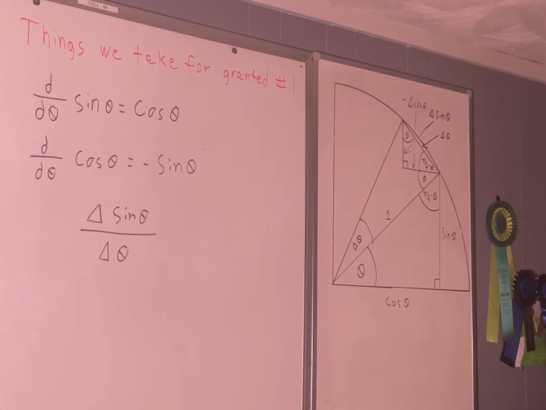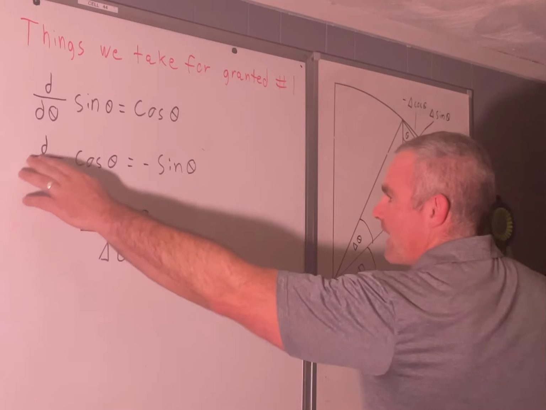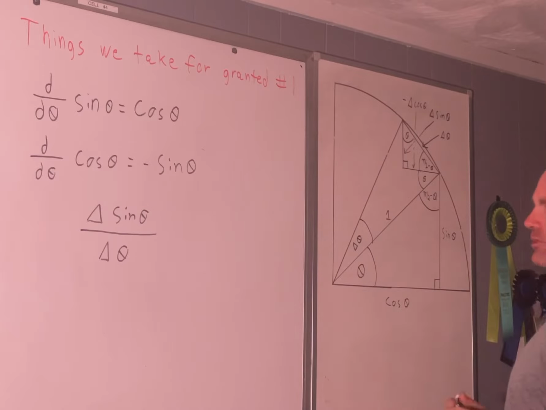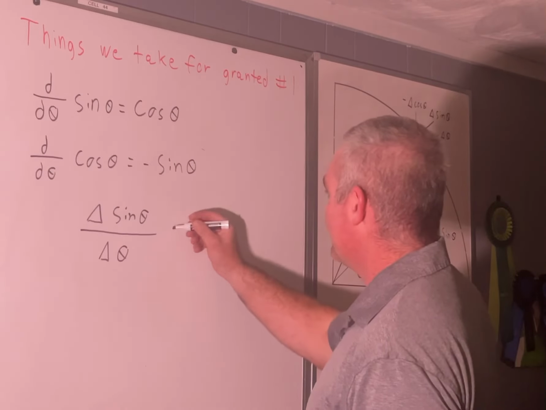So do you understand? I hope so. I'll rewind the video again if you don't. I think I explained that pretty well. And likewise, d d theta cosine theta equals negative sine theta. We'll show that real quick.